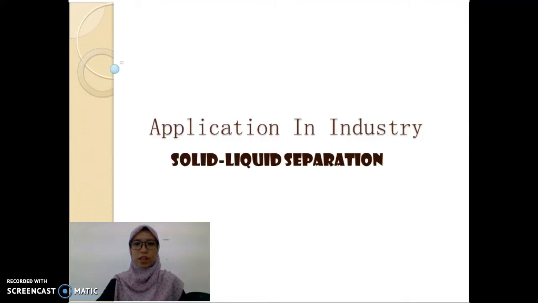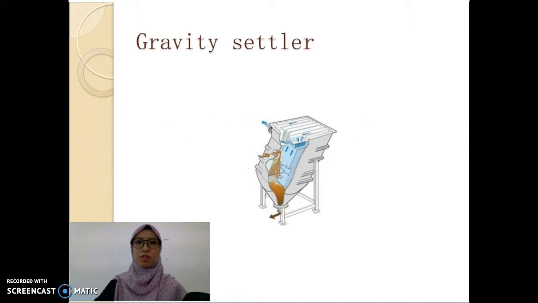Next, we move on with the application in industry. Okay, the first one is the gravity settler used for removal of impurities. We commonly use it for barley, wheat, beans, and food grains. And the picture shows lamella separators.